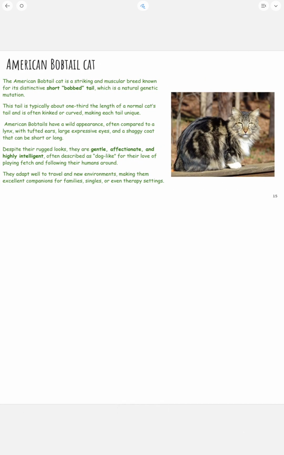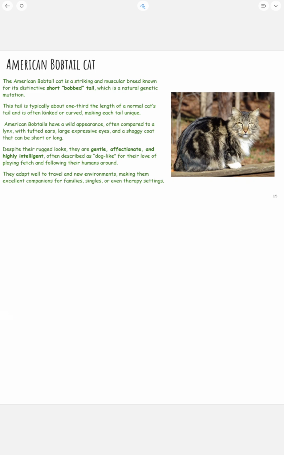And the star cat of this chapter is the American bobtail cat. The American bobtail is characteristic because of its tail. It's got this short bobtail due to a genetic mutation, and it's just about a third of the body length of the cat. It's often compared to the lynx because of its ears, its large eyes, and its shaggy coat. But despite how they look, they're very gentle, affectionate, and almost dog-like in their behavior. They can even play fetch.